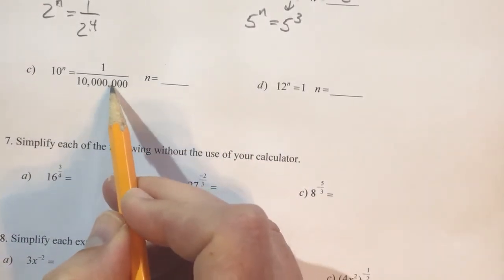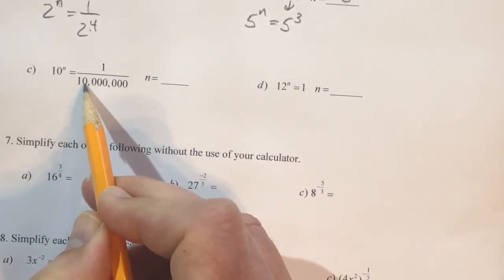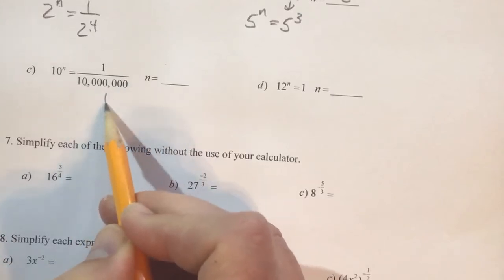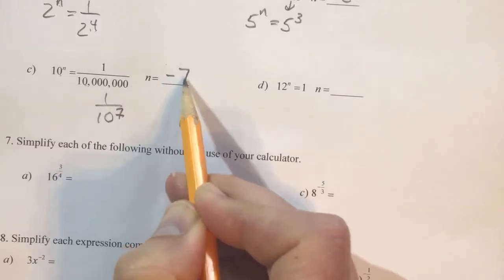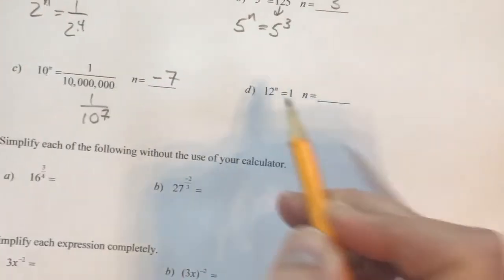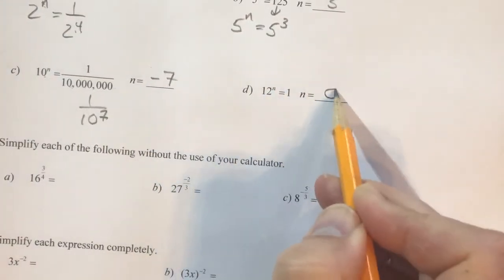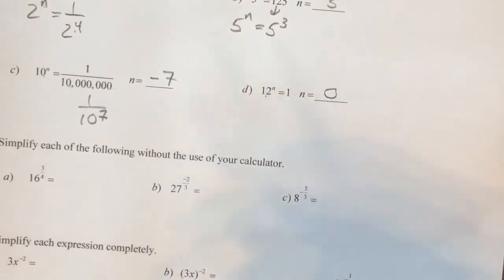Base 10. 1, 2, 3, 4, 5, 6, 7. 7 zeros down there. So this is 10 to the 7th power. So the base must be negative 7 again because we're dividing. And then anything raised to the 0 power. Anything raised to the 0 power is 1.